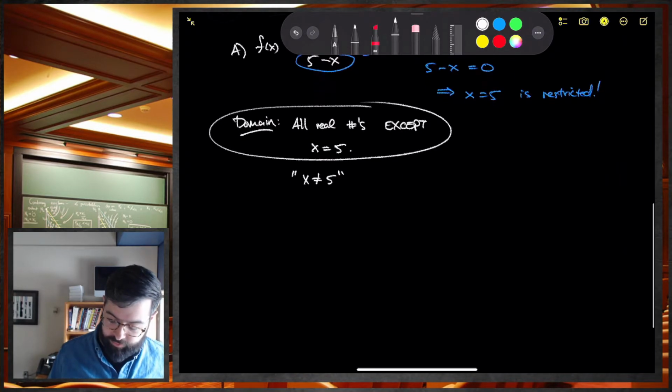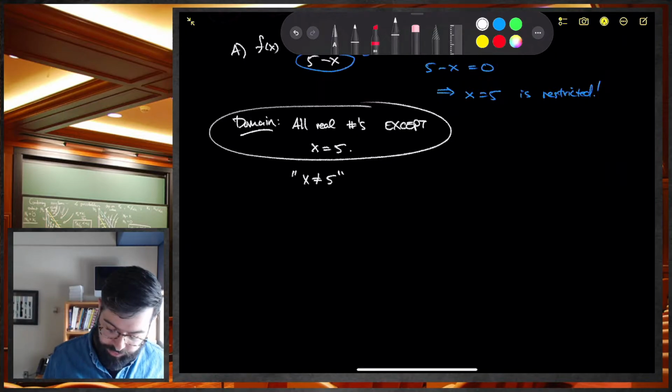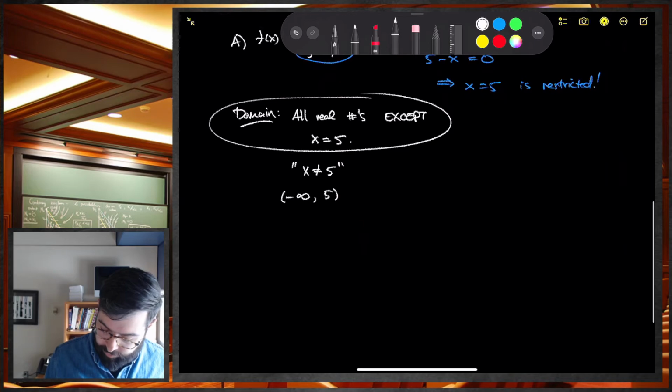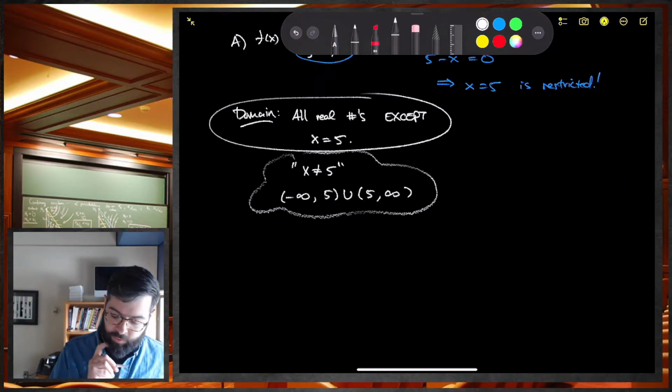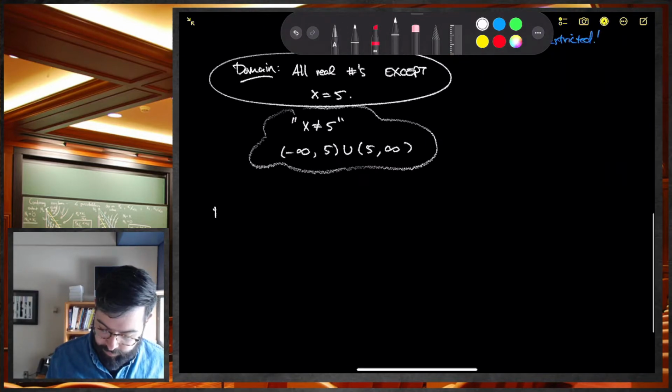There's a bunch of ways to say it, okay? Or in interval notation, if you've seen this, up to 5, not including 5, off to infinity. Anything like this. Those are ways to describe the set. For b, we have a square root.